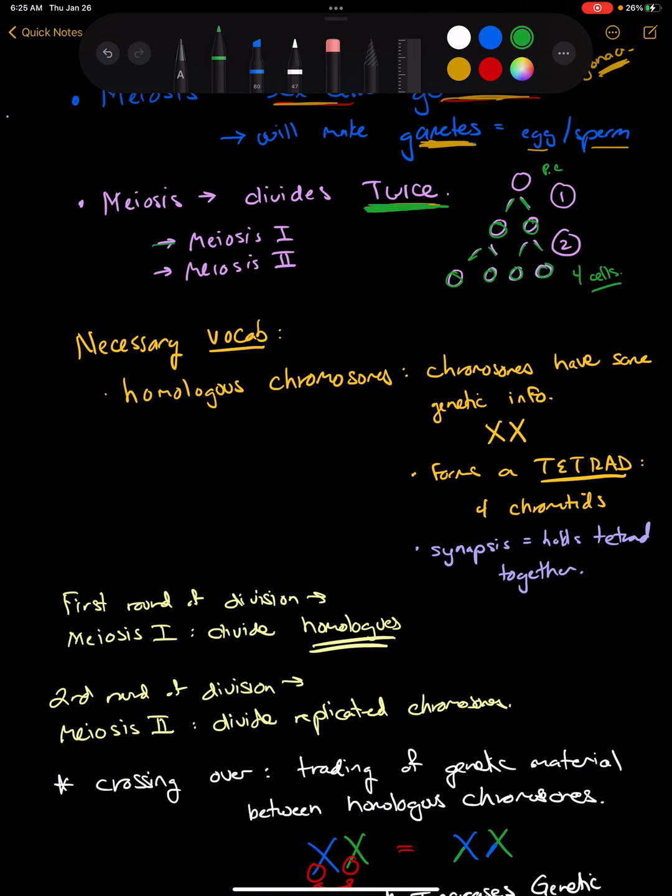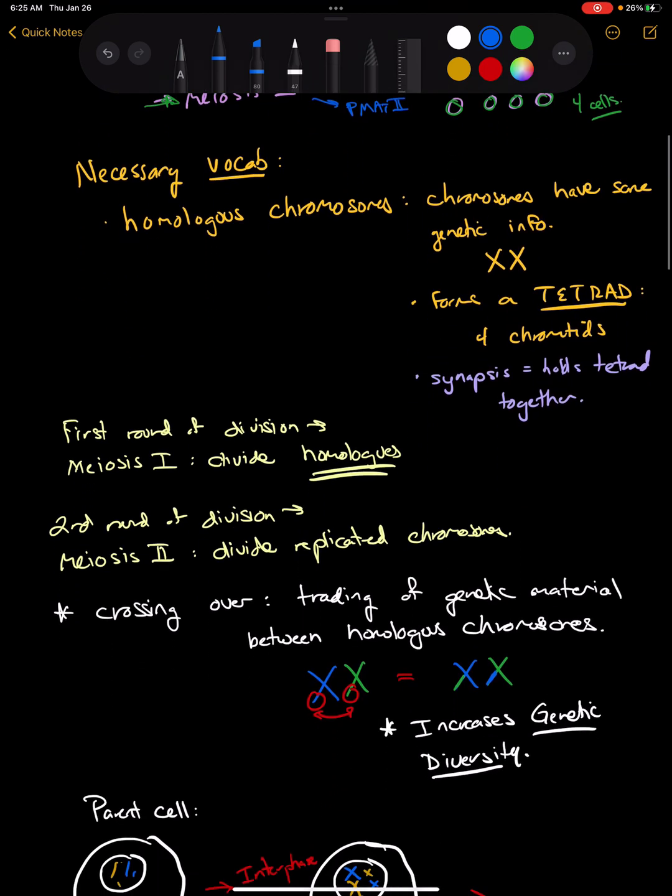So I'm going to go through a phase called meiosis 1, and then I'm going to go through a phase called meiosis 2. And it's the same stages that we've learned about before. I'm still going to go through PMAT. Remember, prophase, metaphase, anaphase, telophase. But now I get to do PMAT 1, with meiosis 1. And then meiosis 2, I get to do PMAT 2. Okay?